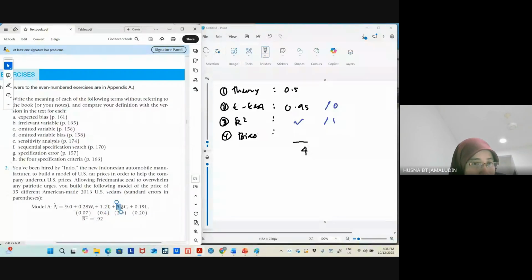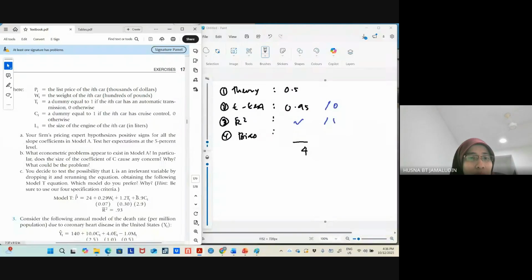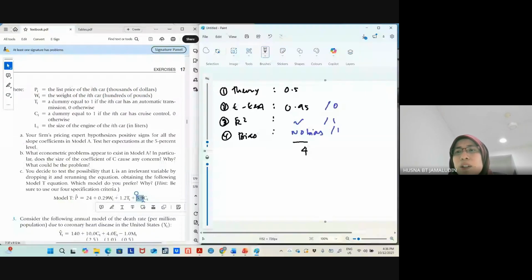5.8, now 5.9. The change is just 0.1. So not so much different. So no bias. No bias, so 1. So in total, do you have to drop? If you drop, basically, the score is what? This is 0.5, 1, 1. So 2.5 over 4.